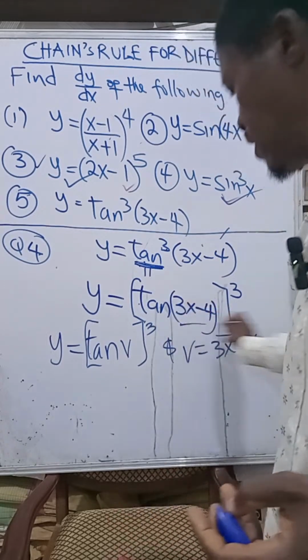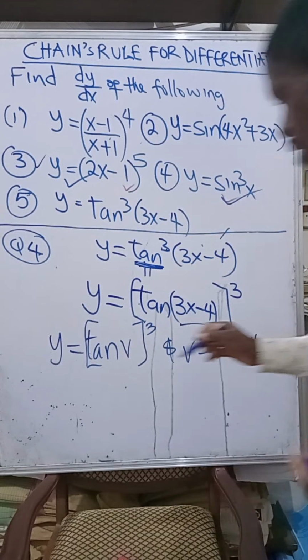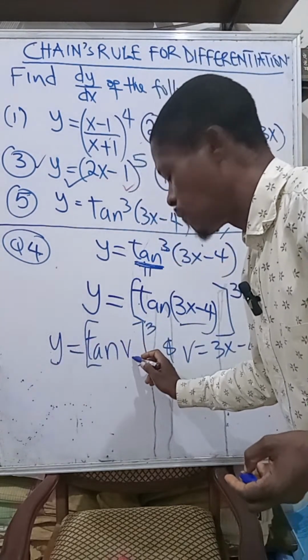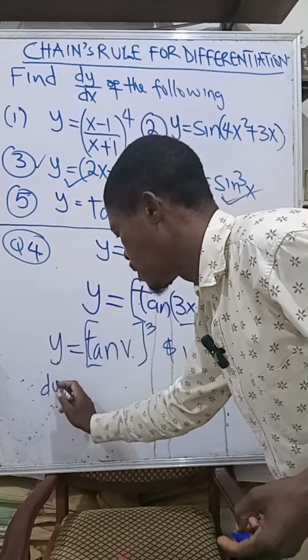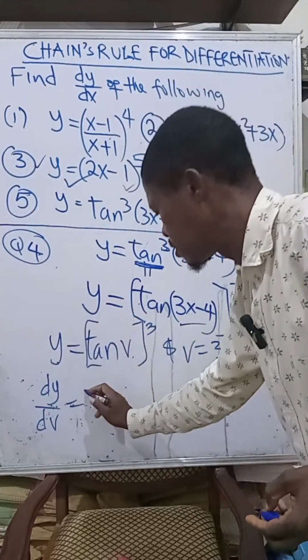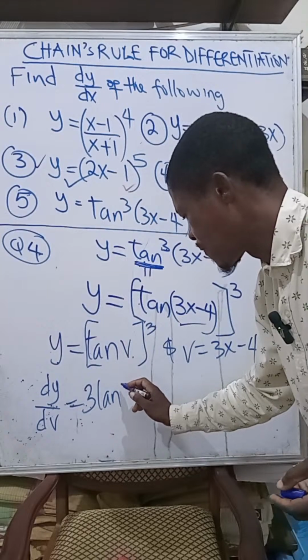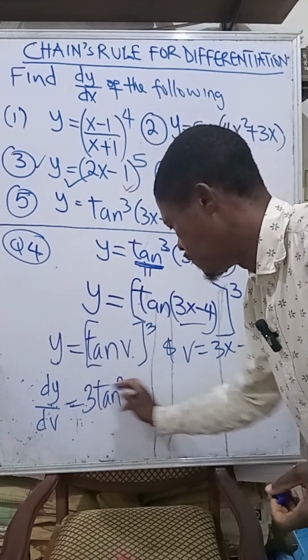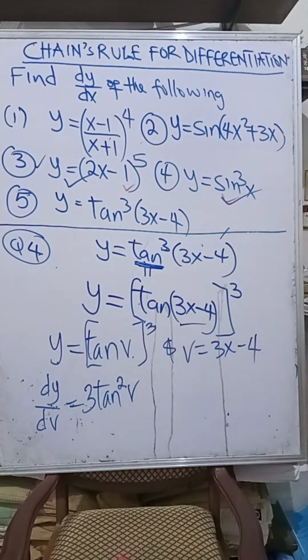Just substitute for the composite function. Then y is now a function of v. So we can now get dy/dv, which will be equal to what? The 3 will go to the front, and that would be tan squared v, the 3 minus 1 making power 2.